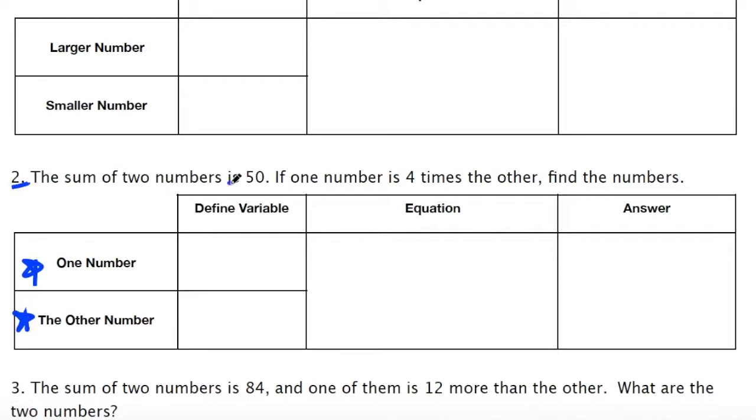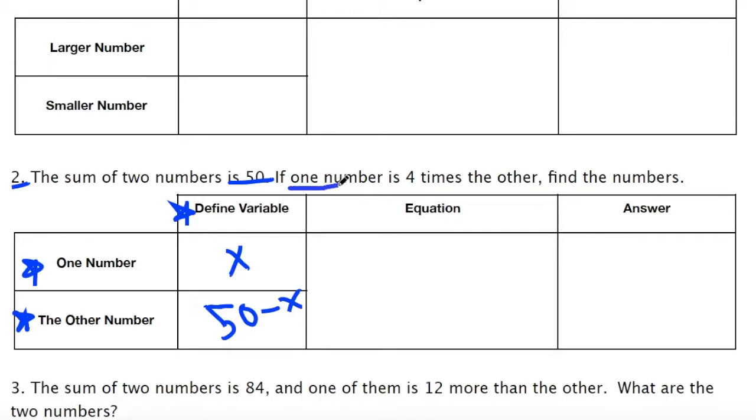The sum of two numbers is 50. It doesn't matter which one you set the variable x equal to. I'm going to say one number is going to be x, and then if they have to add up to 50, the other number has to be 50 minus x. We're going to use those expressions to write our equation.